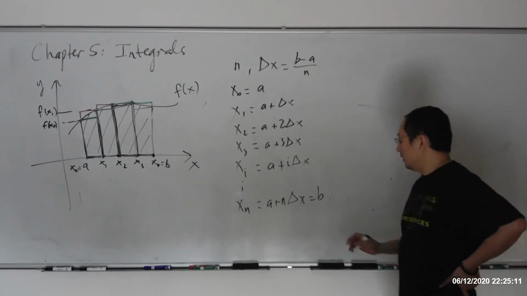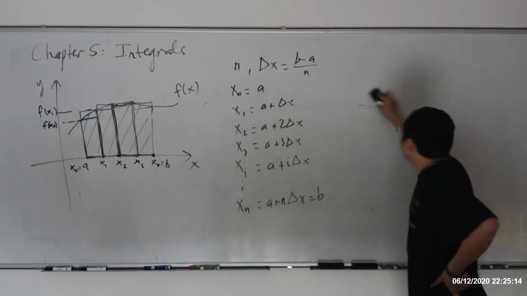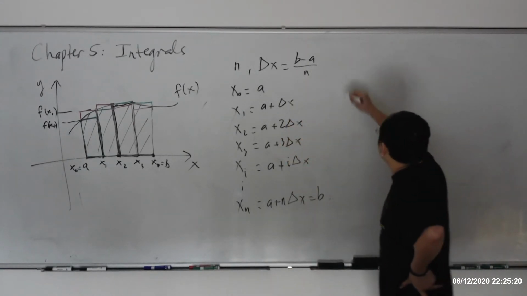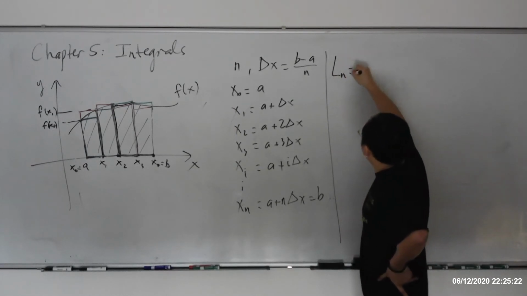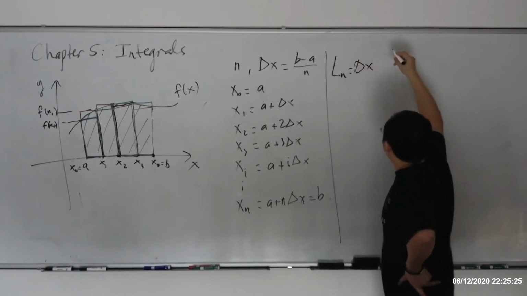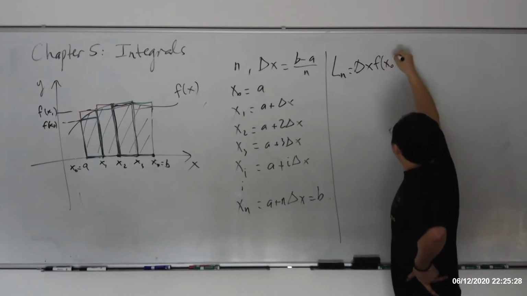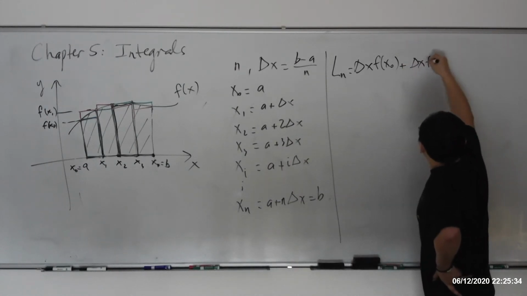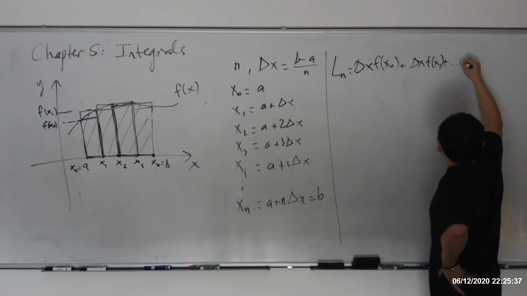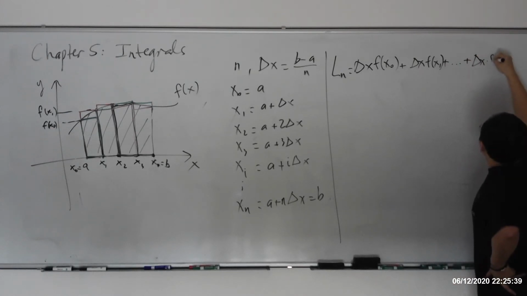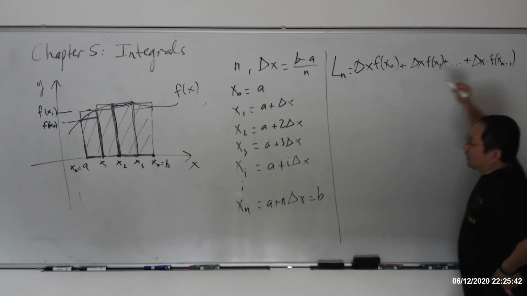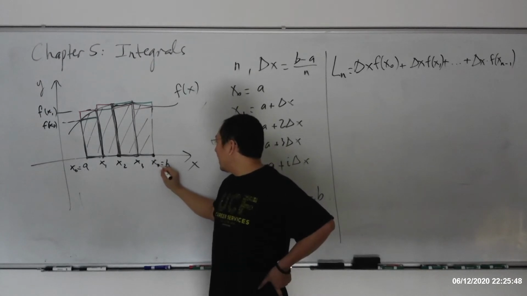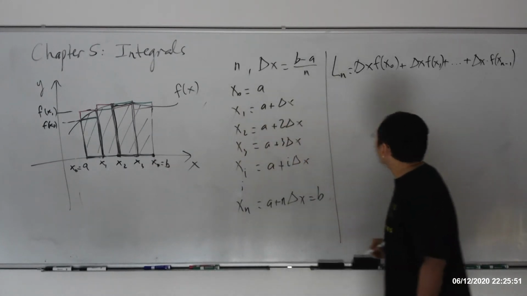N could be any natural number, and then you can use the left or right approximation. Let's do the left approximation, called Ln. It is delta x times f of x0, because you use the left, we start with x0, plus delta x times f of x1, plus all the way to delta x times f of xn minus 1, because we will stop right here, the second one from the last. The last one is xn, and the one right before is xn minus 1.